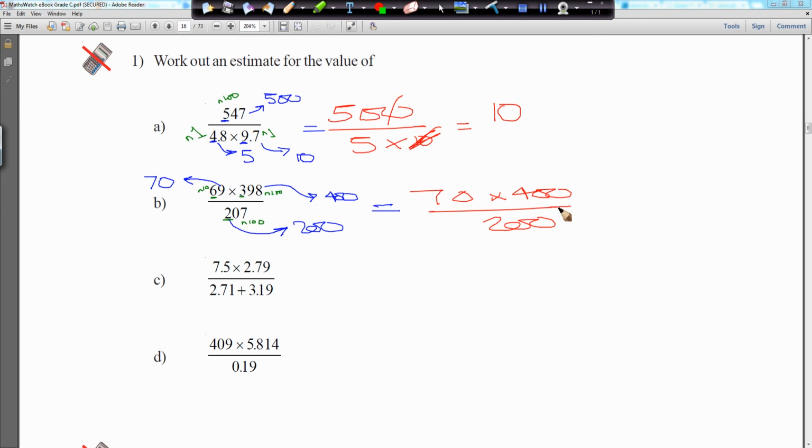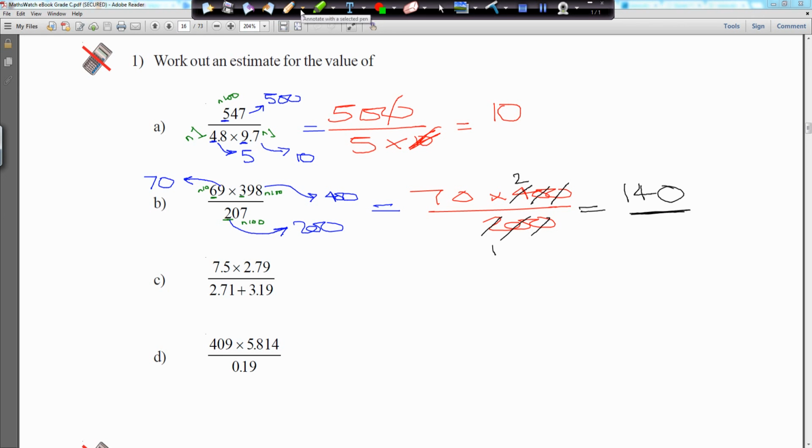Now, let's start cancelling, because we can. 70 times 400, we divide the top number by 10, the bottom by 10, the top one by another 10, the bottom one by another 10. Now we're left with a 4 here and a 2 here. Divide the 2 by 2, it gives you 1. Divide the 4 by 2, that gives you 2. So we're left with 70 times 2 on the top, which will give us 140. Double of 7 is 14, add another 0 on there, and that's done.